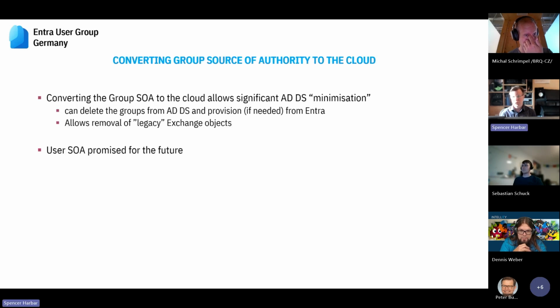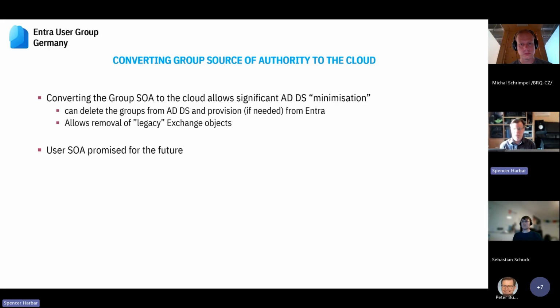One other thing I want to touch on, which is a relatively new feature in the last few months, is called the group source of authority conversion. Every time I've given a presentation like this in the last 3 or 4 years, somebody has come up at the end and said, well, what about this? And that's legit, right? This is a major problem. We can't minimize or get rid of our domain controllers and Active Directory if the source of authority for groups is still in Active Directory.